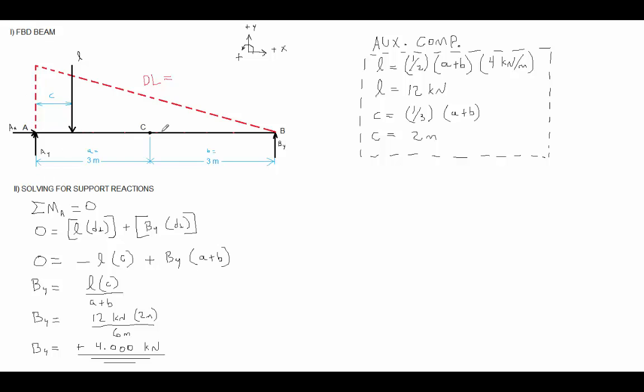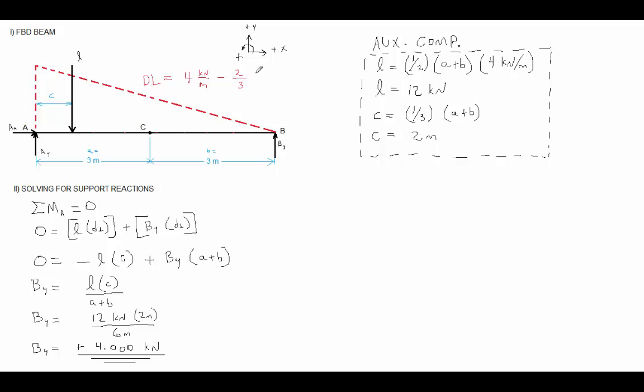Where does this line intersect the y-axis? It intersects at a positive 4. So that will be 4 kilonewtons per meter. The slope is negative because it's going down. And what is the value of that slope? Well, the height is 4 and the length is 6. So 4 over 6 reduces to 2 over 3.